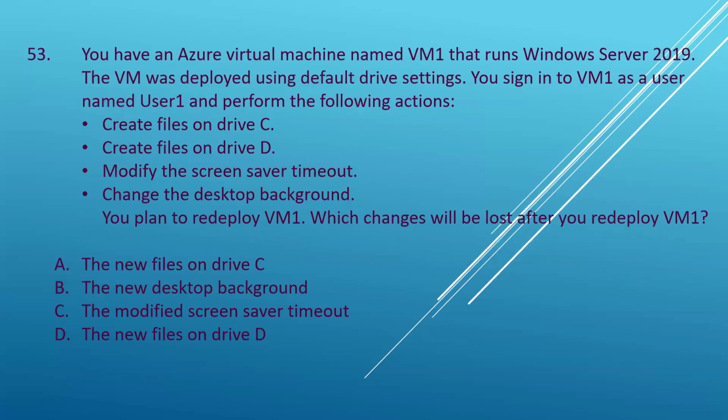Let's move to question number 53 of the series. You have an Azure virtual machine named VM1 that runs Windows Server 2019. The VM was deployed using default drive settings. Remember a keyword here, default drive settings. You sign into VM1 as a user named user1 and perform the following actions. The actions that you perform are create files on drive C, create files on drive D, modify the screensaver timeout, change the desktop background. You plan to redeploy the VM. Now you want to redeploy the VM. What changes will be lost after you redeploy the VM?